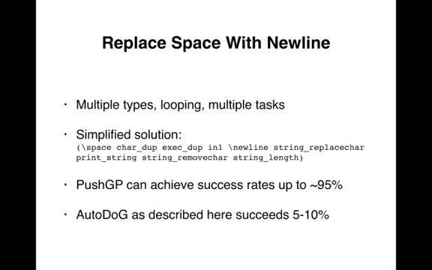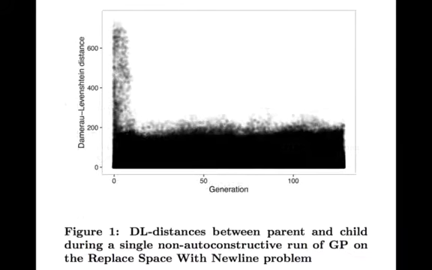Here is a simplified solution in Push. And PushGP, under some configurations with normal genetic operators, can succeed up to 95% of the time. Autoconstruction doesn't do nearly as well, but it does sometimes solve the problem. And that in itself is significant, considering that we are evolving the evolutionary system along with evolving solutions. To give you a sense of the kind of results we get, these are the same figures that are in the paper.